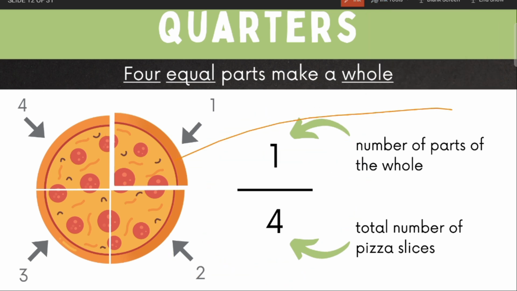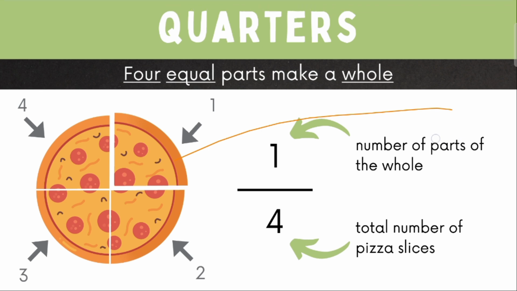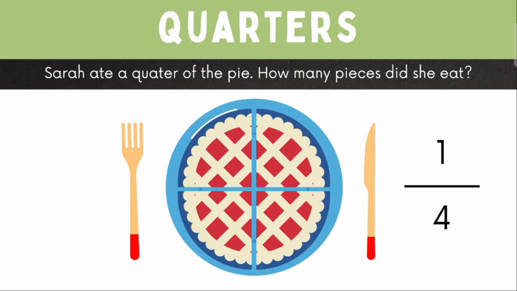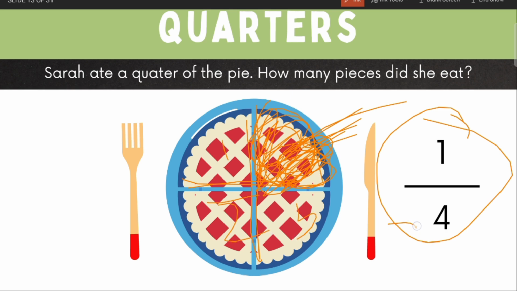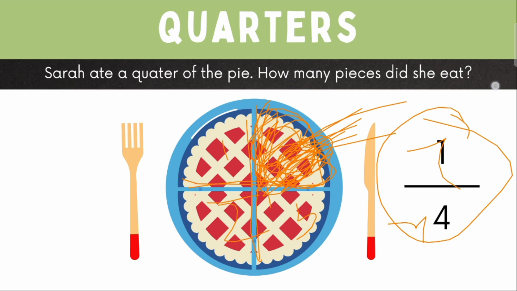What is quarter? 4 equal parts make a whole. Here, Sarah ate a quarter of a pie. How many parts did she eat? This is the answer. So, this is the pie. She ate a quarter, which means this much only she ate. Then how much she ate? 1, 2, 3, 4. 4 parts. 1 she ate it. That means 1 by 4. Easy. Let's move on to the next.